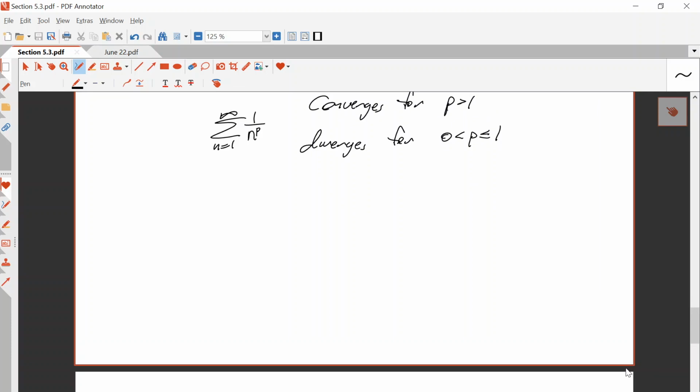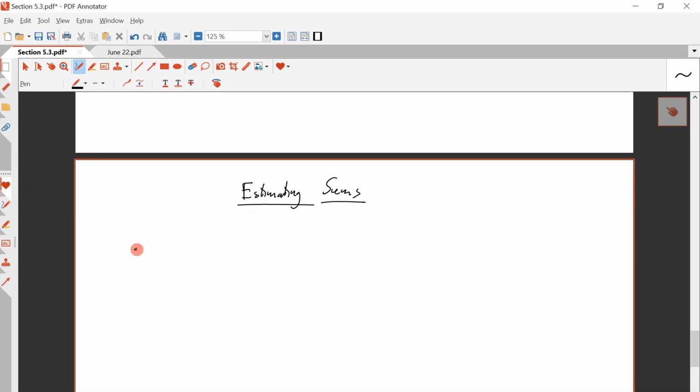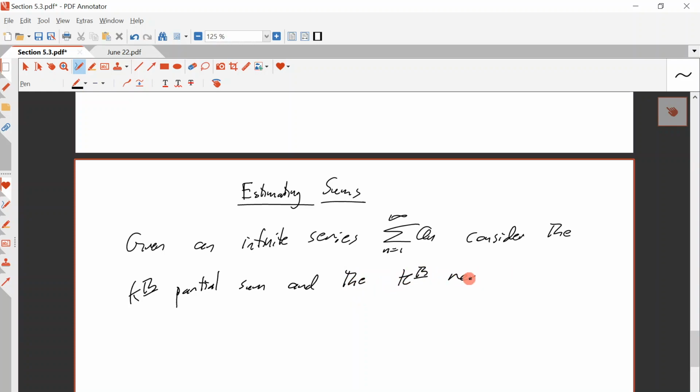Next. Let's go back to that picture that we were looking at before. Well, before that, let's talk about estimating sums. So, given an infinite series, sum n equals 1 to infinity a n, consider the kth partial sum and the kth, what's known as remainder.